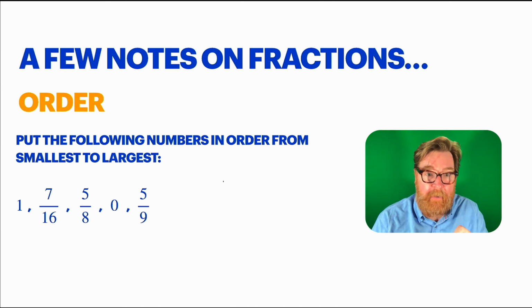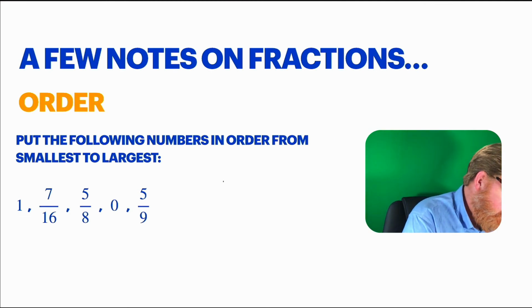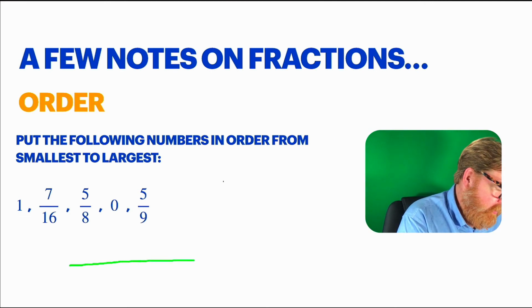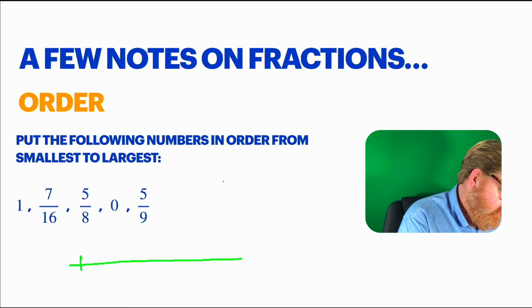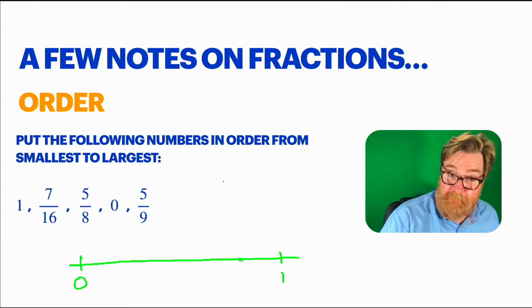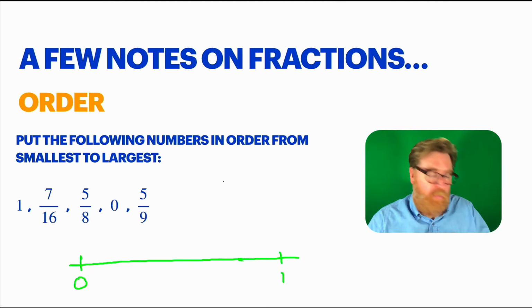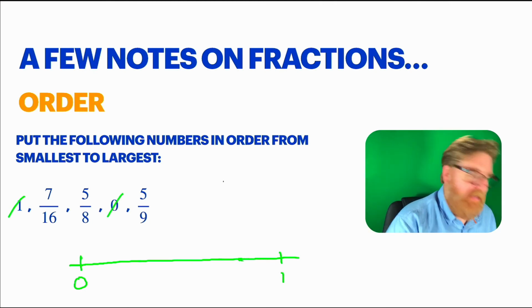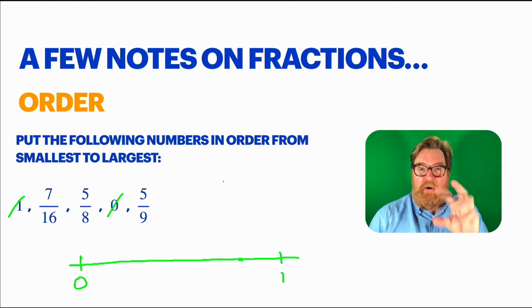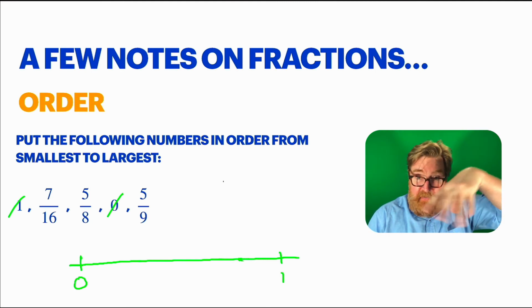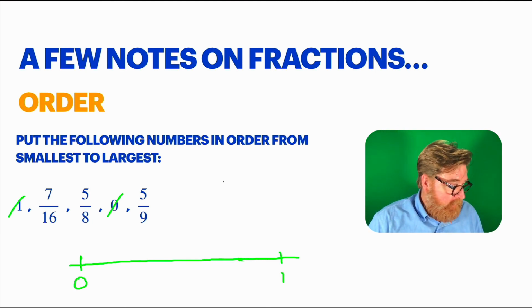less than 1. So how about this? I'm gonna draw a little number line here. Here's 0. Here's 1. And now all we need to do, let me take those off the board. Now we just need to order the other 3. They obviously live inside 0 and 1, so let's do it.